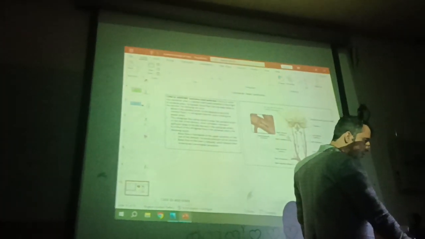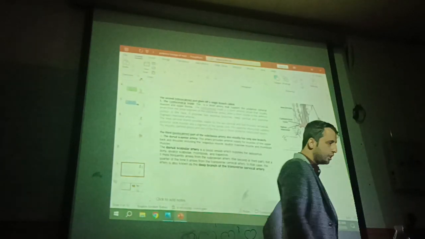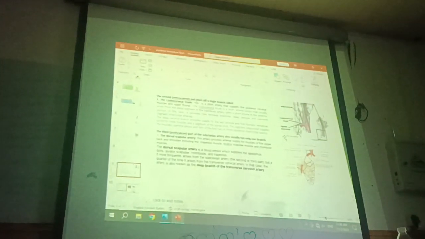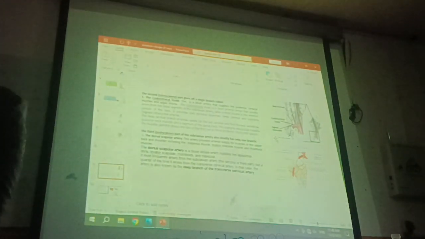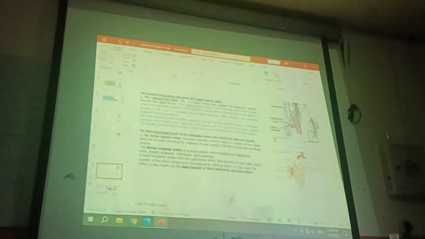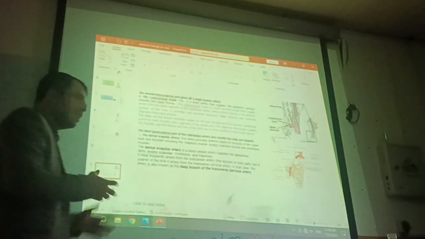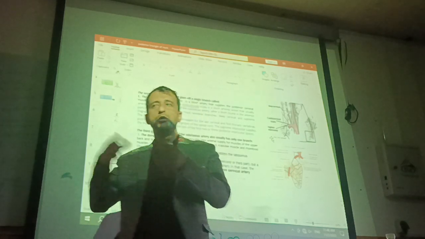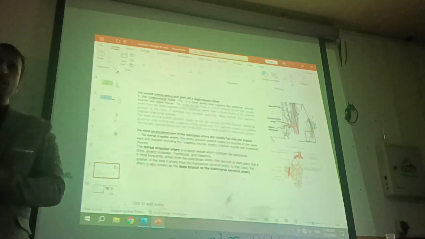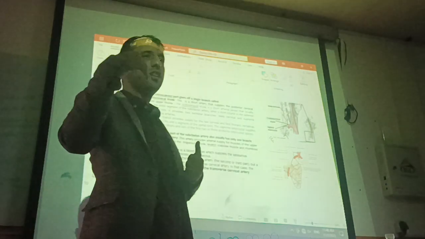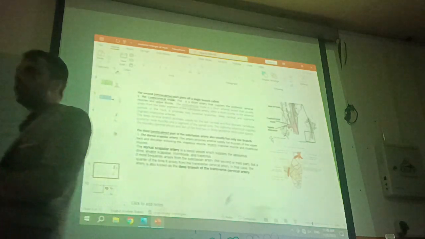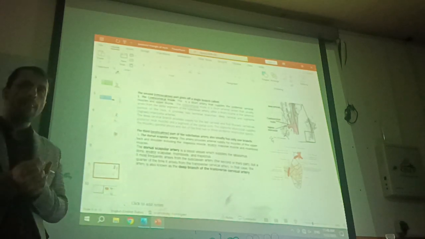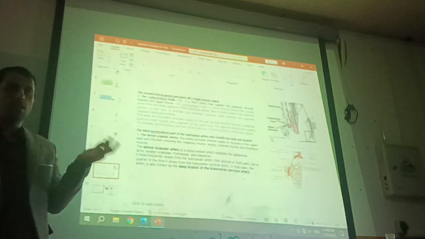Another branch is the dorsal scapular. The dorsal scapular, I say, is a branch from the third part of the subclavian artery. But sometimes, maybe instead of the dorsal scapular artery, you have a transverse scapular artery. Okay? The transverse scapular artery is a branch of the thyrocervical trunk.